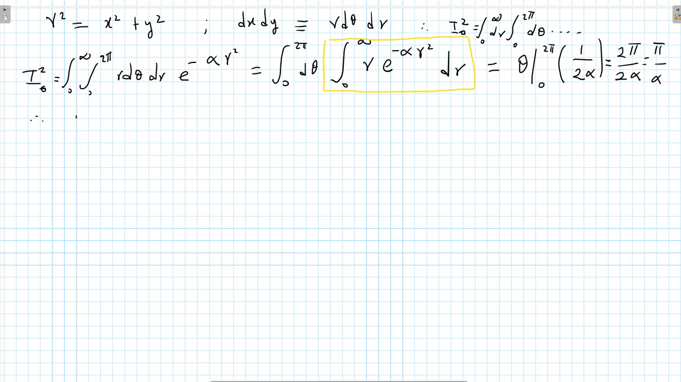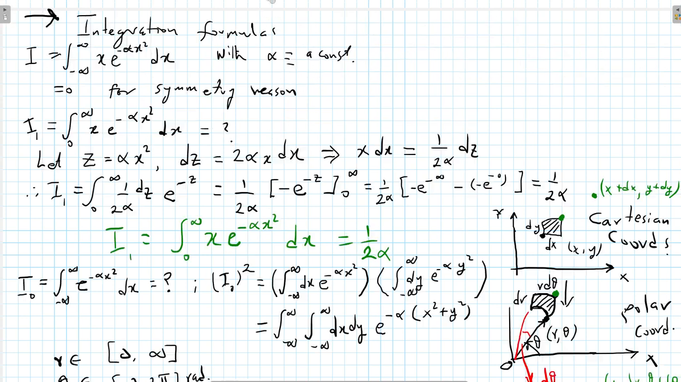This is I0 squared. Therefore, I0, which is the integration from minus infinity to infinity of e to the minus alpha x squared dx, is nicely going to be the square root of pi divided by alpha. Okay, so this is another very nice formula which we're going to use a lot, like that one written in green.